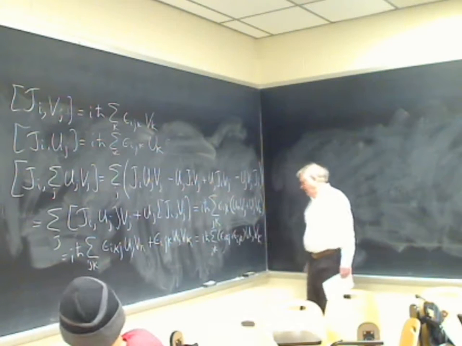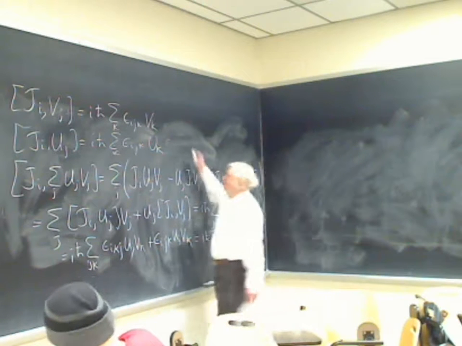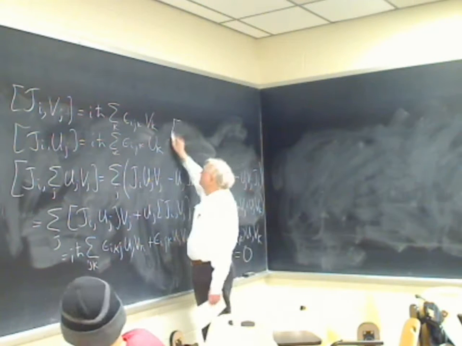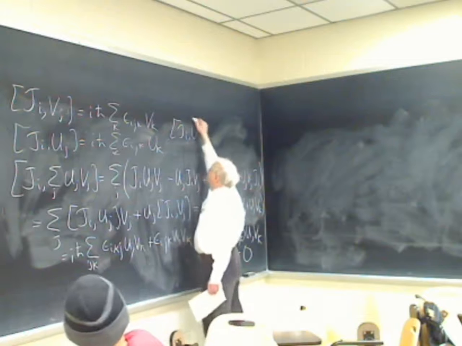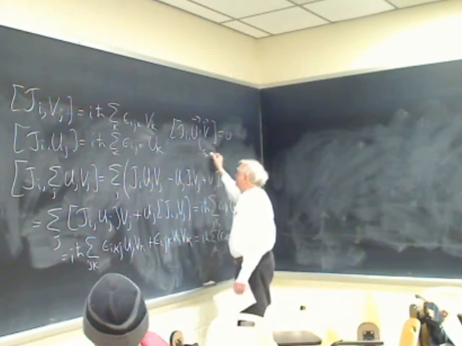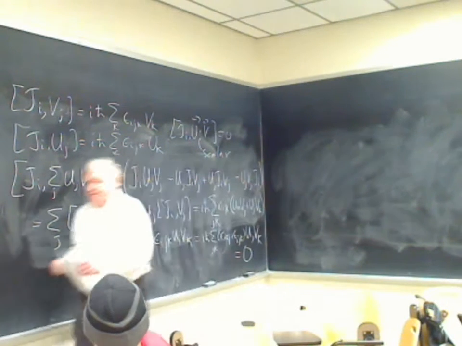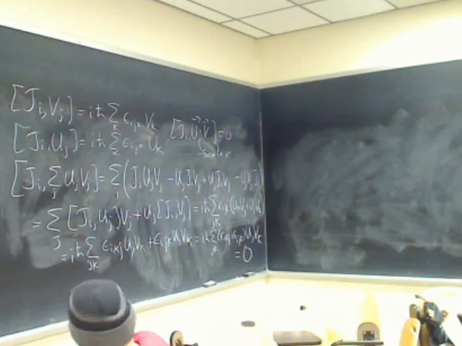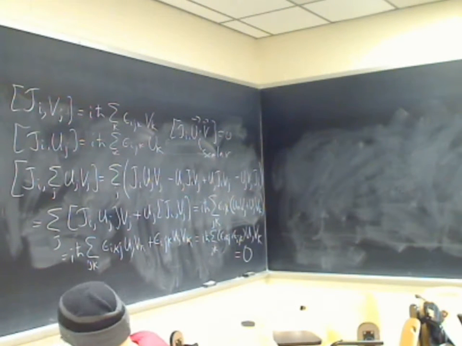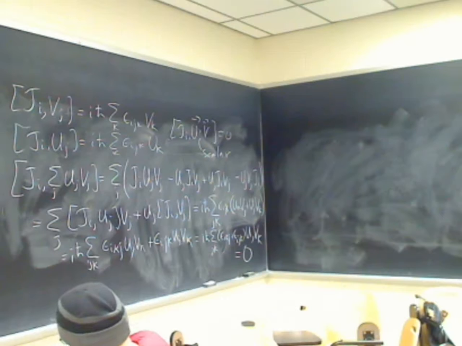So in fact, what we have is that J_i with U dot V is zero. So this is a scalar. All right, so that's the end of the notes on rotations. I added more of my notes to the web page, and that's the next topic, namely the algebra of the rotation group.